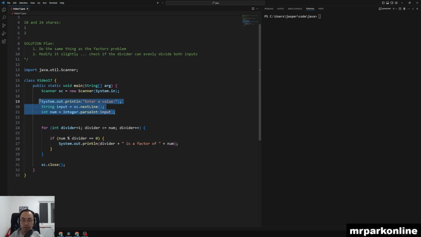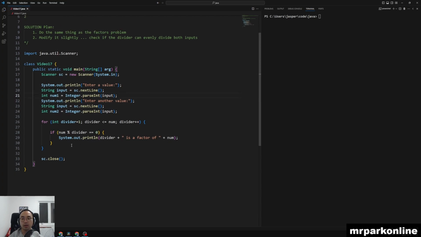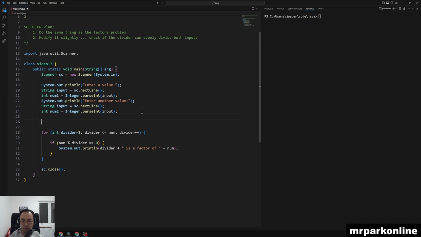First and foremost, let's get a second value. We can say enter another value, and this will be num2 and num1. Our goal is to go up to the smaller amount, not the highest amount, because the largest common factor these should have is the smaller number, since a bigger number can't be a factor of a smaller number.